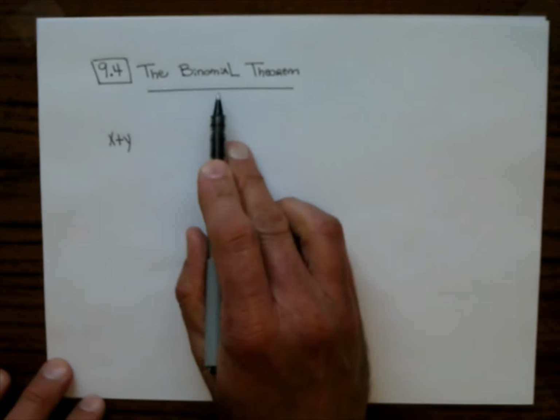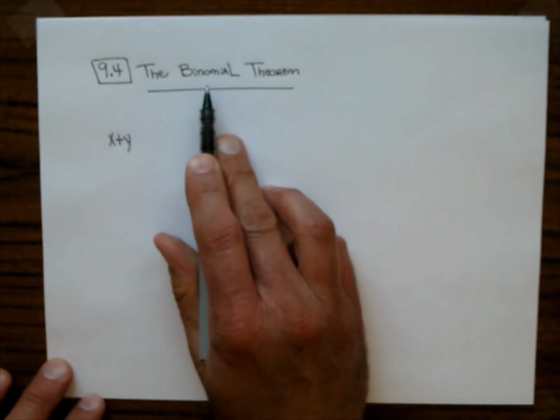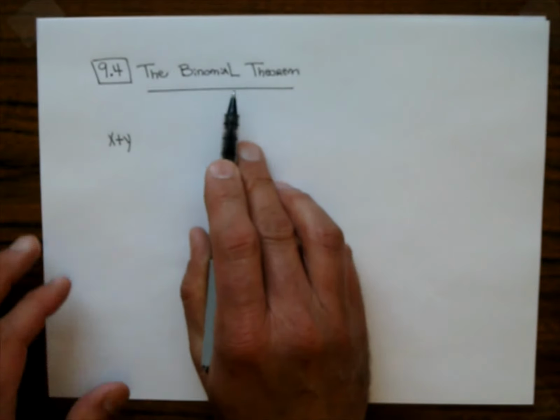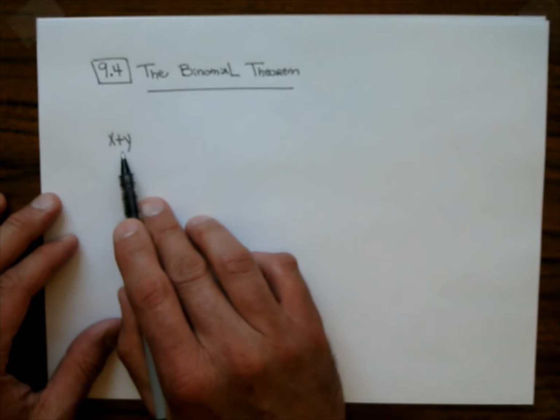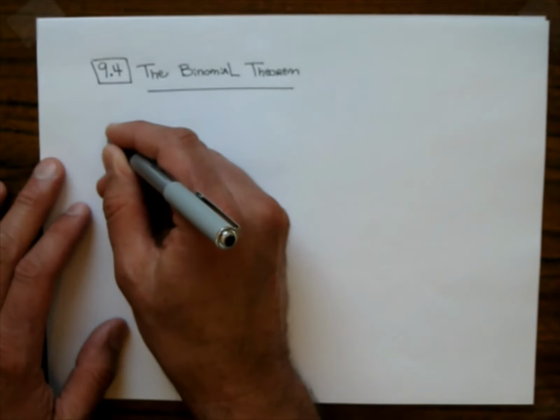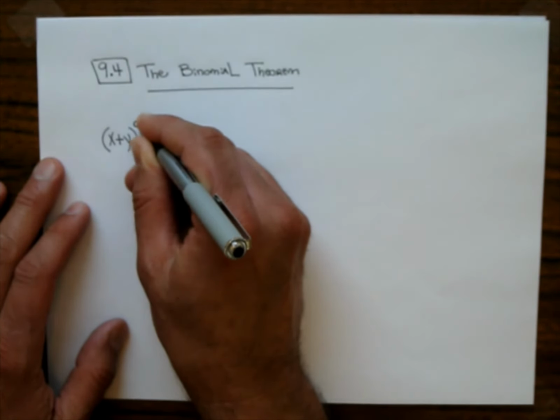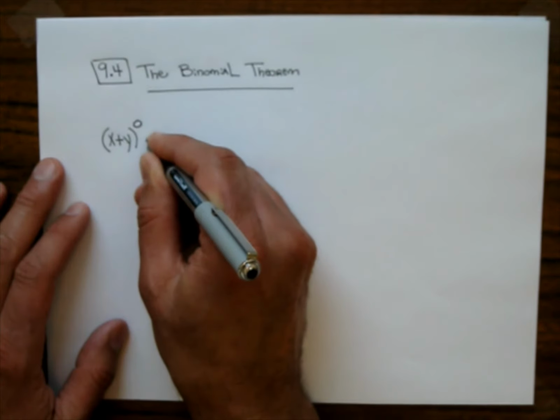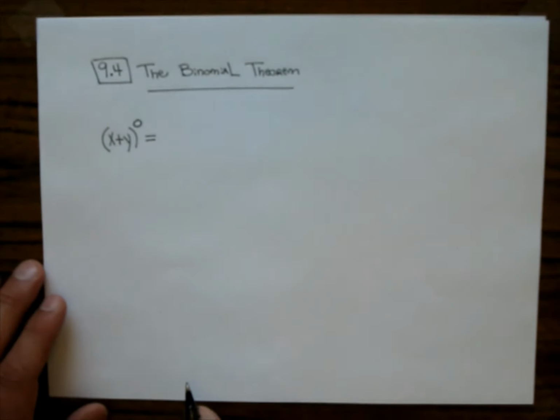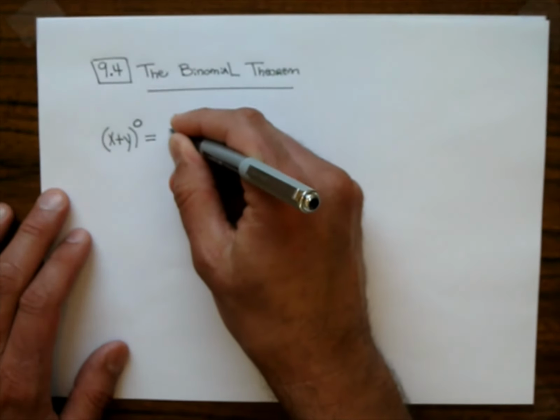Well, the binomial theorem gives a shortcut. So this theorem is a shortcut to take binomials to powers. So I'm going to go ahead and take this binomial to different powers. I'm going to take it to the 0th power first. And this is kind of dumb because if you take it to the 0th power, things to the 0 power happen to be 1.